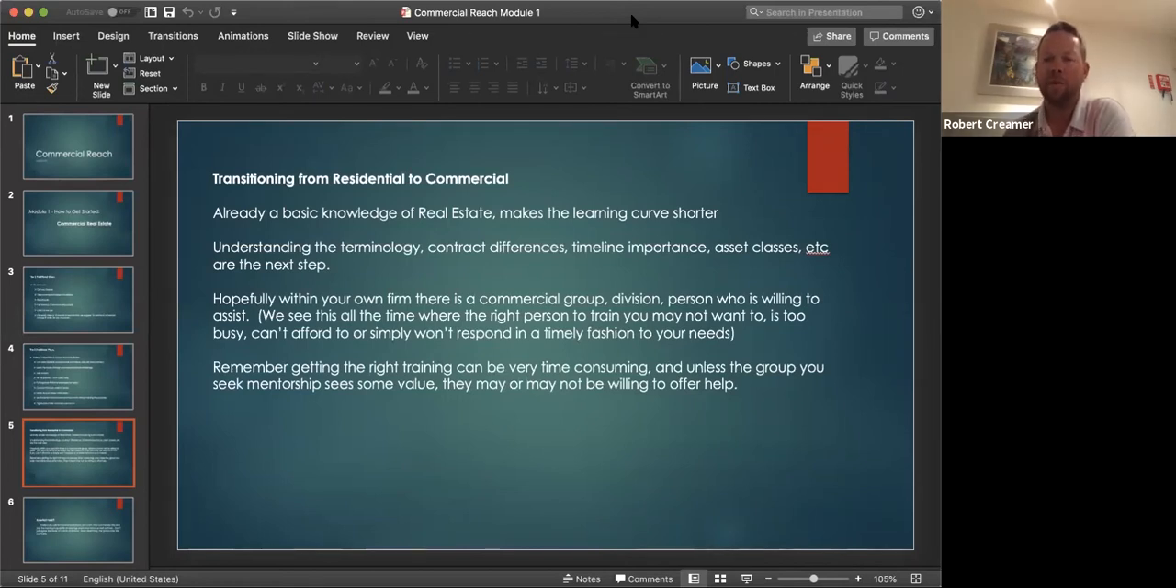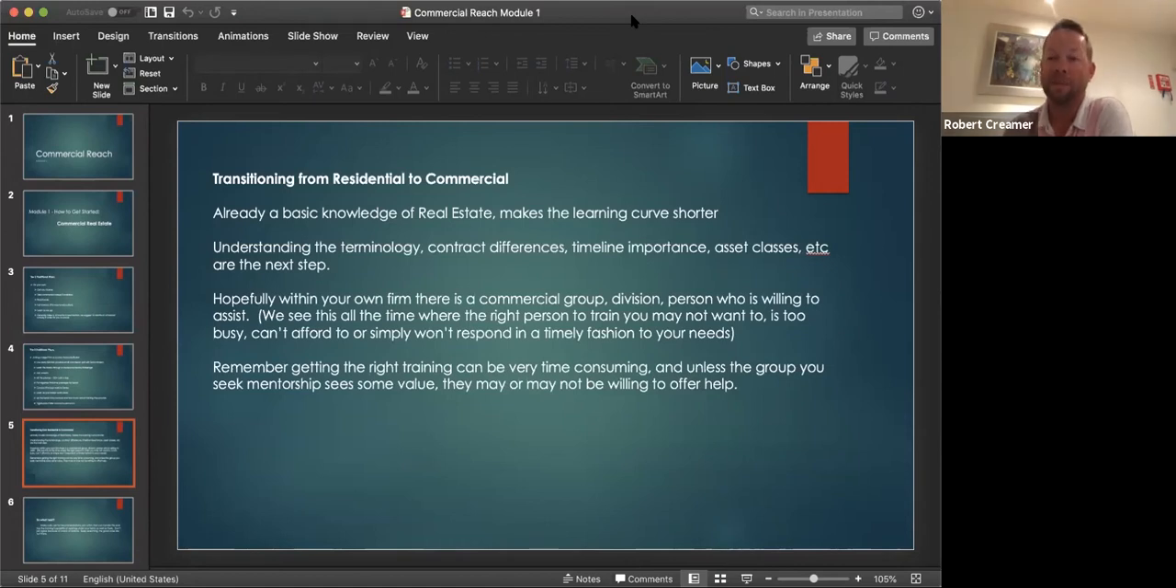And then hopefully within your own firm, if you are a realtor already, there's going to be a commercial group, some sort of division, or at least a person who is willing to assist you when the time comes, right? For example, when I was with KW Commercial, for a while we did not have a president of the company. And the only reason that would ever matter is when everything's great and you're doing transactions, even if you're buying for yourself, if everything's going great, there's nothing to worry about.